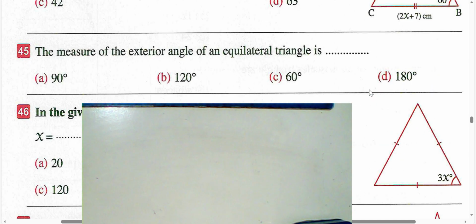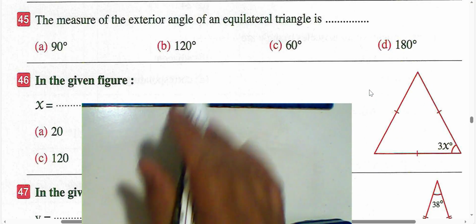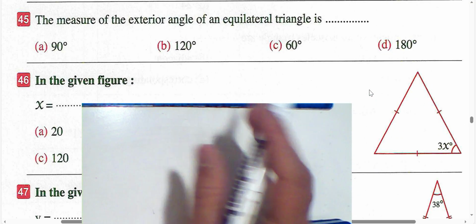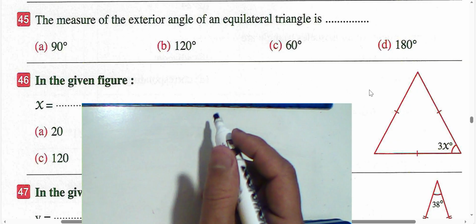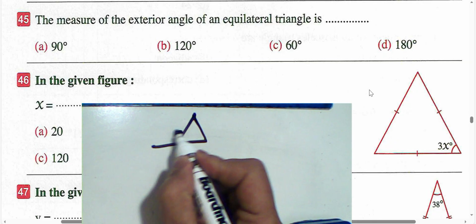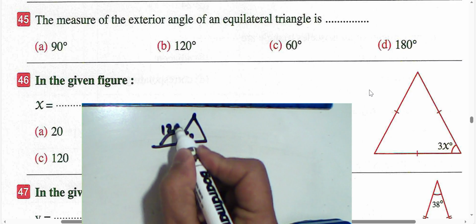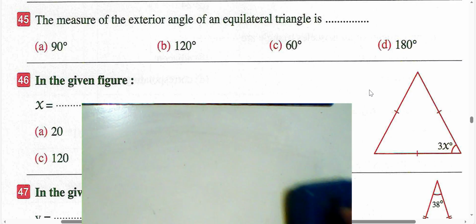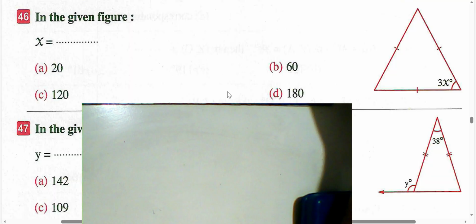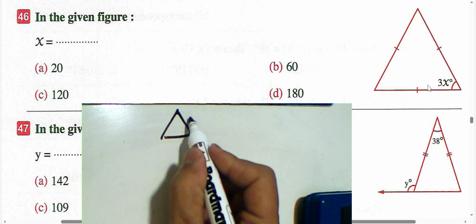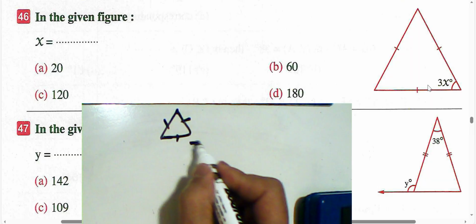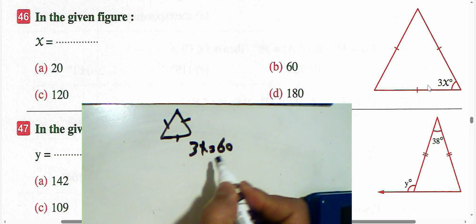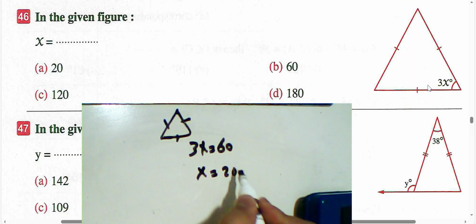Question. The measure of an exterior angle of an equilateral triangle equals what? We have an equilateral triangle like this. The interior angle is 60, so the exterior will be 120 degrees. The exterior angle will be 120 degrees. Now we can find the measure of angle x. We have here an equilateral triangle. All angles are equal in measure. Then 3x will equal 60. Then the value of x will be 20 degrees.